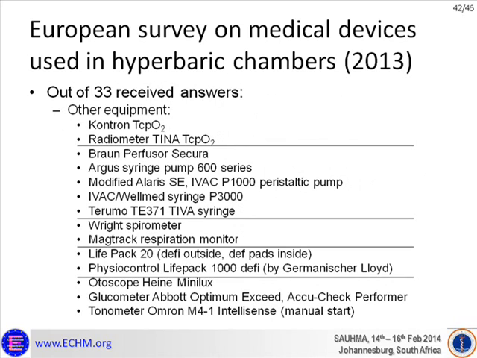Another equipment which is put inside the hyperbaric chamber among those facilities includes some devices concerning TCP-O2, concerning syringes. This is Brown Perfuser Secura, Argus syringe pump, Alaris, Wellmed syringe, Terumo, Wright spirometer, Megatract respiration monitor for monitoring the ventilation of patients. As I told you previously, the Physiocontrol LifePack 1000, which was accepted by Germany Shelloy to be put inside the hyperbaric chamber.